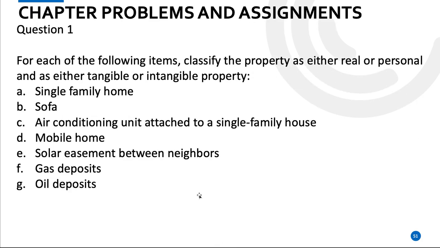So problems. Chapter 1, problems and assignments. So question 1. For each of the following items, classify the property as either real or personal and as either tangible or intangible. So take a screenshot of this and make sure you classify these as either real or personal, or tangible or intangible. So single family home, sofa, air conditioning unit, mobile home, a solar easement between neighbors, gas deposits, and oil deposits.